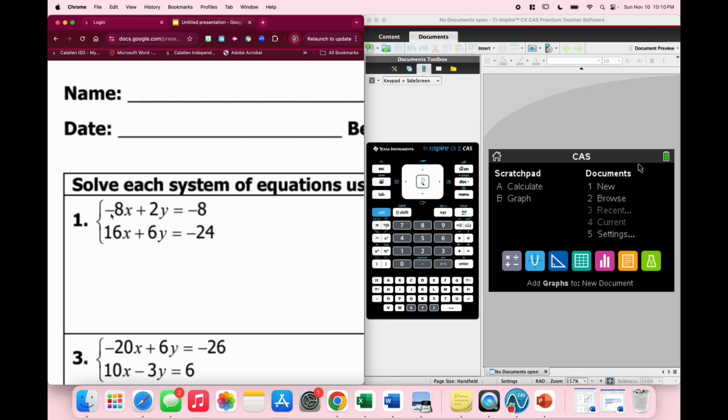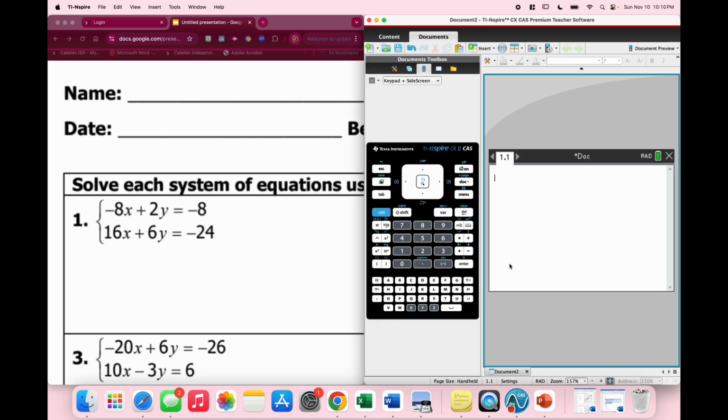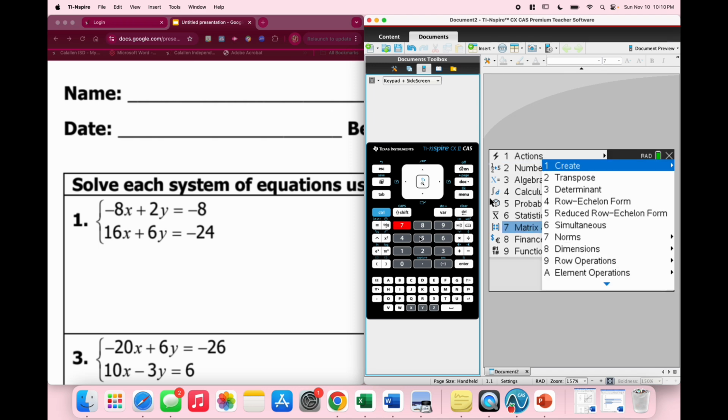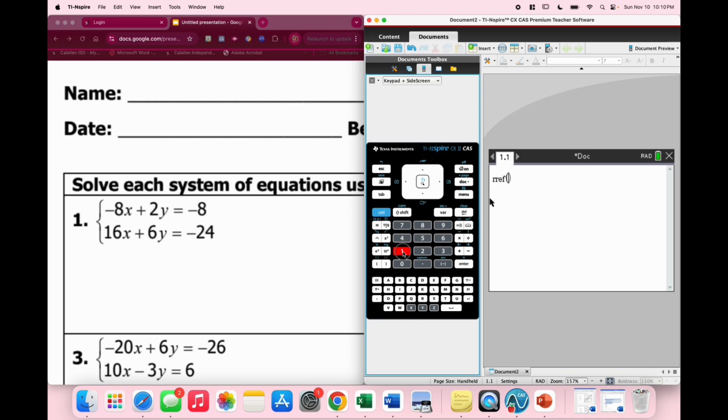I noticed that both of my equations on number 1 are x, y equals a number, and so in that case, this is ready to go to use matrices. Remember, when I'm using matrices, my first step is to open up a calculator window. From here, we're going to press menu 7, 5, and then menu 7, 1, 1. We're going to press tab and change the number of columns to 3.